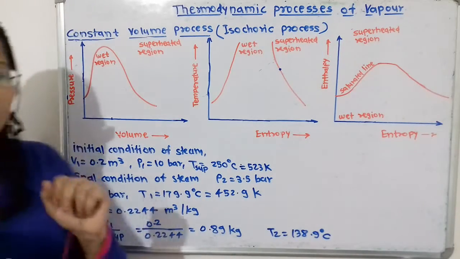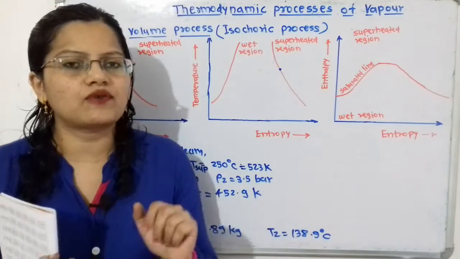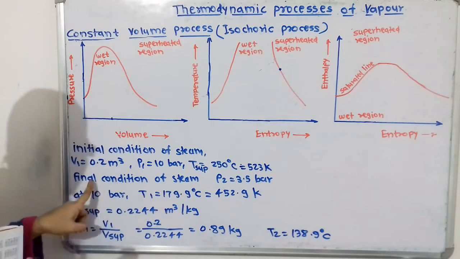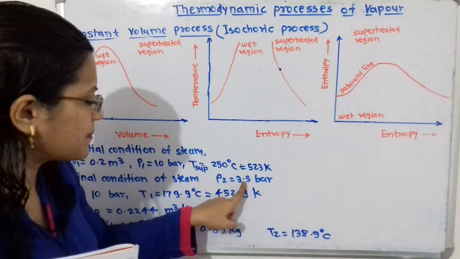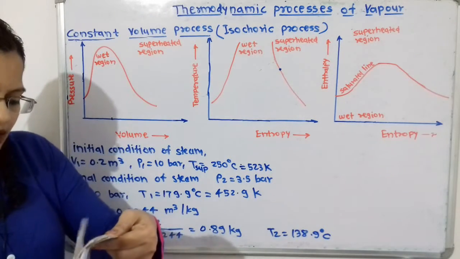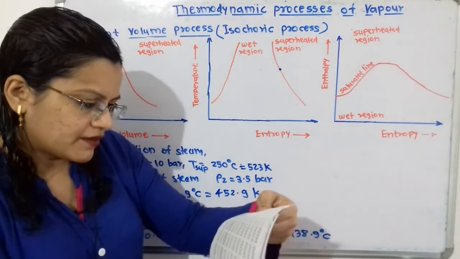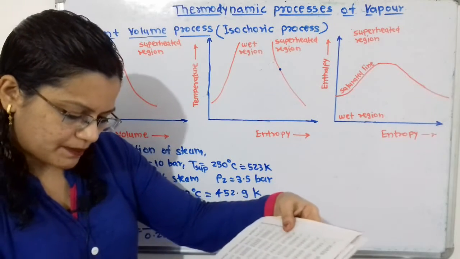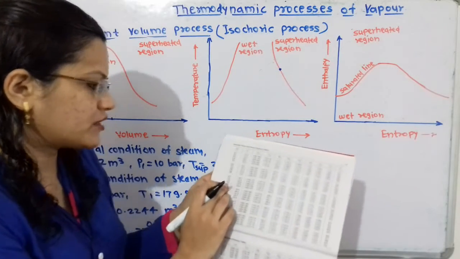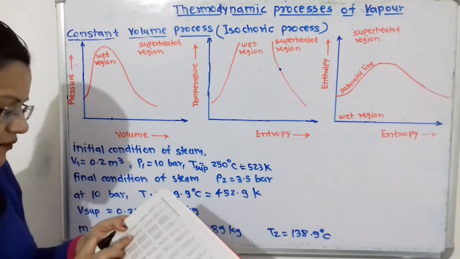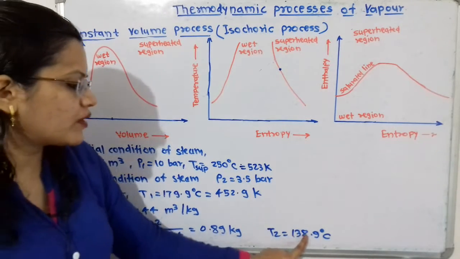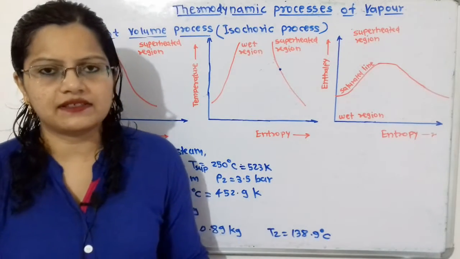Now we will move to the first question, that is we have to find out the final temperature of steam. So for the final temperature of steam, the final condition of steam is at a pressure of 3.5 bar. So again we have to refer to the pressure table and find out the temperature at 3.5 bar. In the pressure table, in the first column pressure is given in bar and the temperature is given as 138.9 degrees Celsius. So we will say that T2 is equal to 138.9 degrees Celsius.